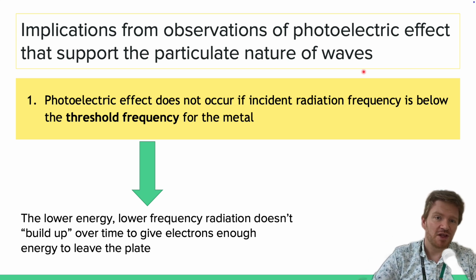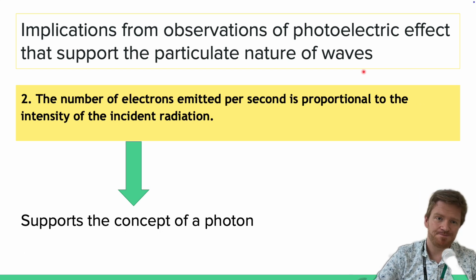So the first one, the fact there's a threshold frequency. Well, that tells us that the radiation doesn't build up. It can't be joined together somehow. Now, that makes perfect sense if light is a particle. If there are individual packets of light reaching there, then that would make sense why it doesn't build up, because one photon or one packet of light arrives, that gives it the energy, suddenly it can escape. Waves can't explain that.